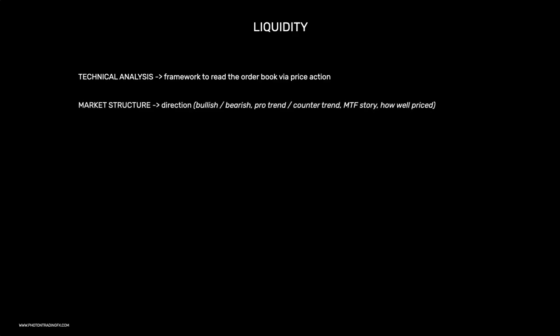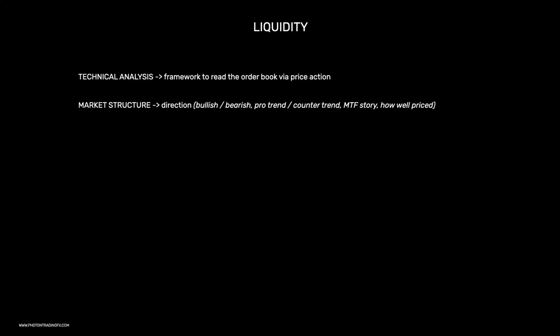So we spent ages looking at market structure. And what is the purpose of using market structure? Well, we use it to help us with direction. So whether price is bullish or bearish. We use it to see if we are trading with or against the trend. And then how that all fits together within the multi-time frame story, right? When we build that higher time frame narrative from the daily, the 4 hour, the M15, et cetera, how that all pieces together. We also use market structure to see how well something is priced within the range, right?